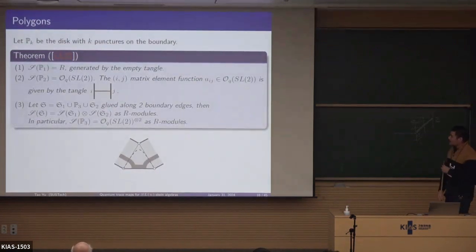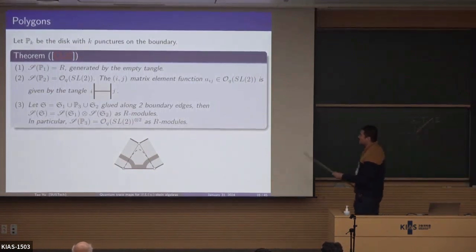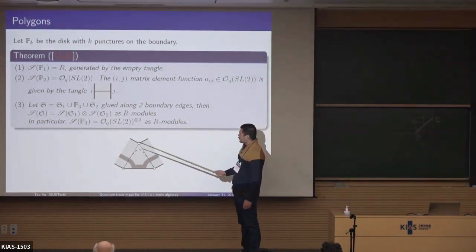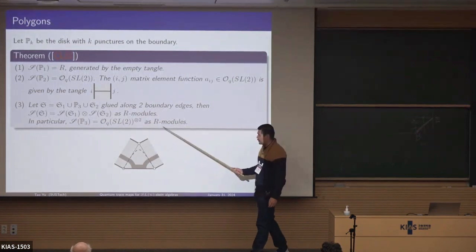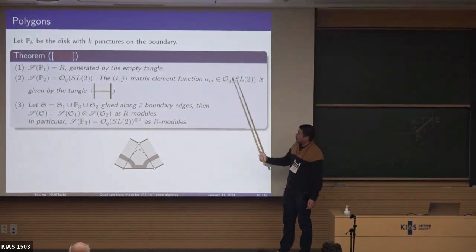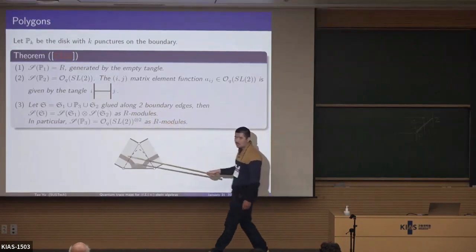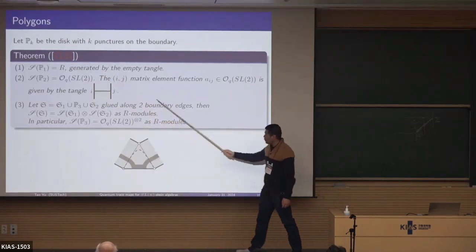Next, technically, we already have all the necessary ingredients to define a quantum trace map, but we want to take it a little bit further and see what's the structure behind it. So we have these structural results. The simplest surface we can describe using this formalism is going to be polygons. So let P_k denote the disk with k punctures on the boundary. Then we have these results.